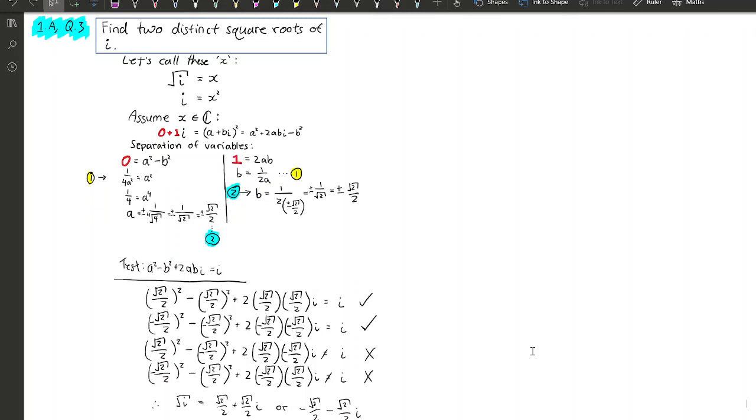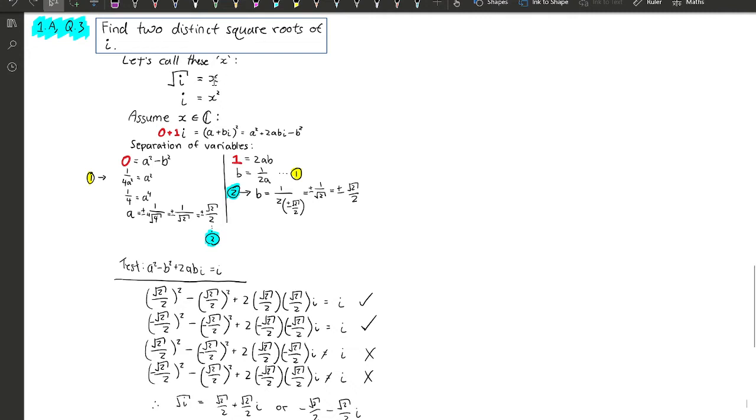Okay, here we are on the third question of section 1a. Find two distinct square roots of i. Well, this is very interesting. i is the square root of -1, and now we're being asked to find the square root of i. It's almost, I don't know what's happening. So, arbitrarily, let's just call the square root of i x.